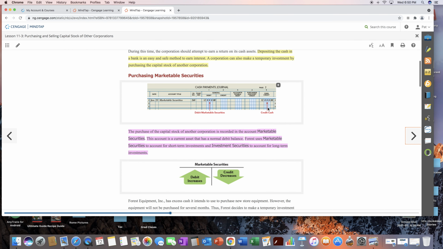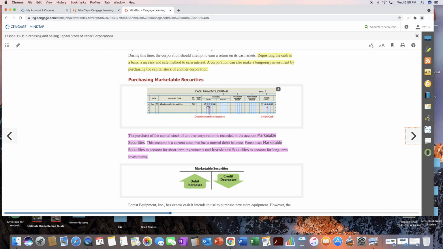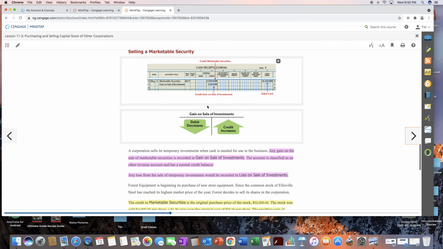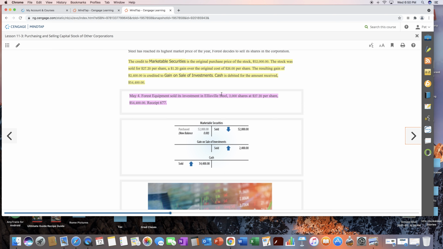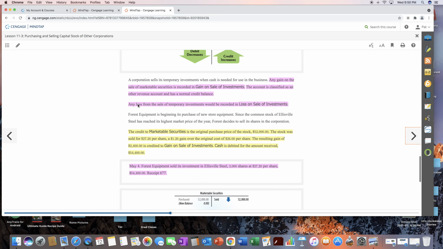So as you see up here, we debited marketable securities for $52,000. When we sell it, we will credit it. That gets the marketable securities back to zero. When we are told what the item is that we sold, how much of the capital stock we sold, it says we sold the investment for 2,000 shares at $27.20 per share. $54,400 is what we're receiving. We're not making, that's what we're receiving.